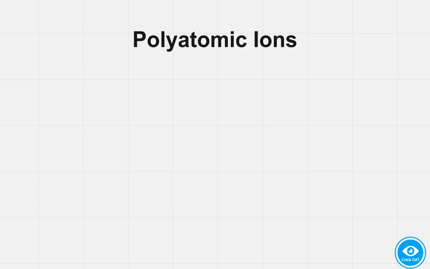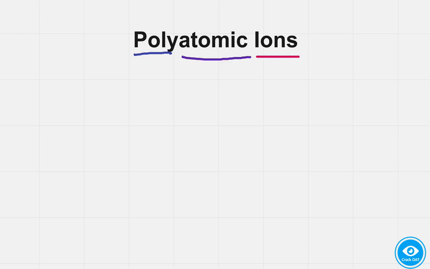Let's take the term polyatomic ion and break it down to understand its meaning. Poly, it's the Greek prefix just meaning many. Atomic just means atom or atoms. Ion, we should know at this point that an ion is an atom where the total number of electrons is not equal to the total number of protons.